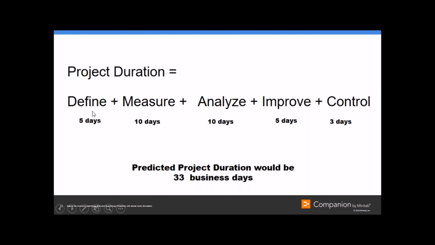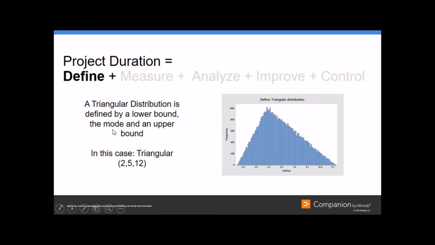I have some input, and I want to be able to estimate what the variation of that input might look like. So if I focus just on that define phase for a second, I'm going to define it using the triangular distribution in this case. Remember I talked about the input variables and how important it is to get the distribution of those input variables right. A lot of times in project planning, the triangular distribution is common because you define it by a lower and upper bound and some mode, where it's most likely to happen.